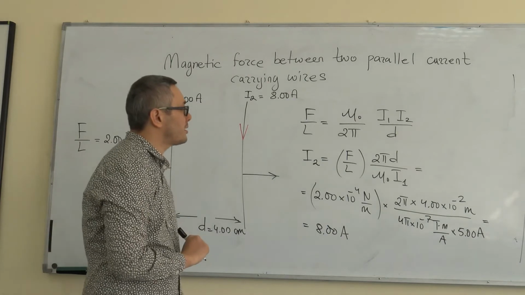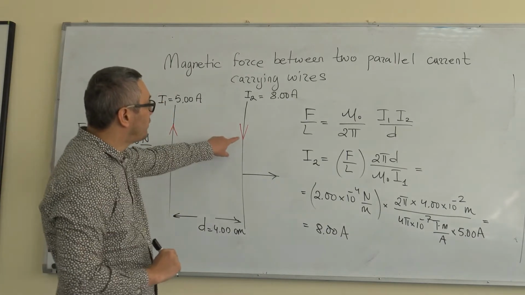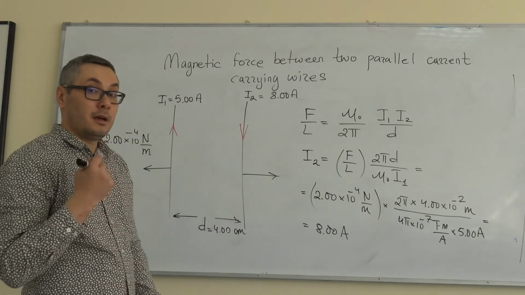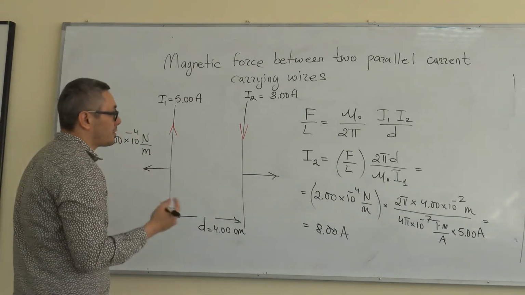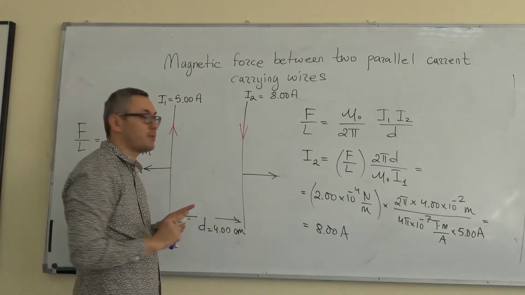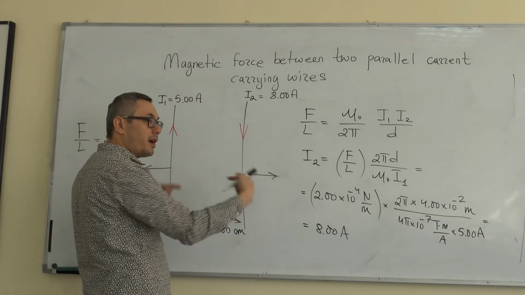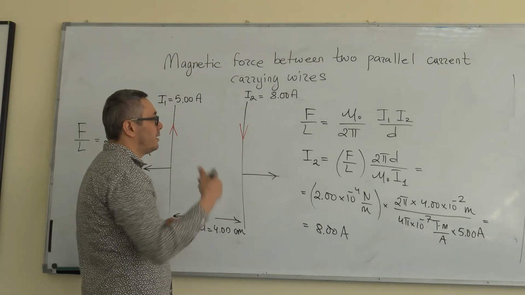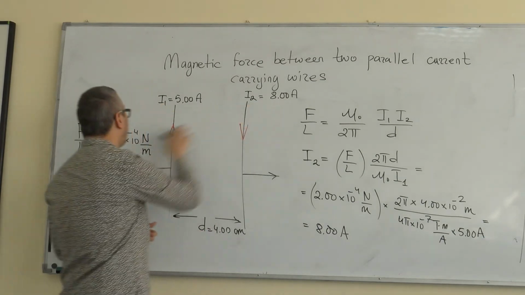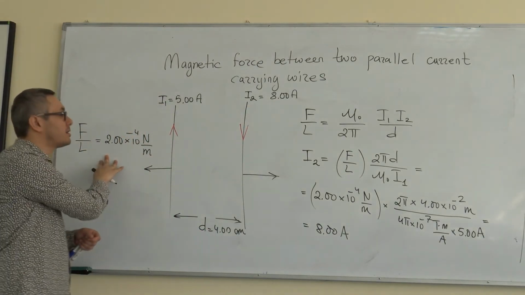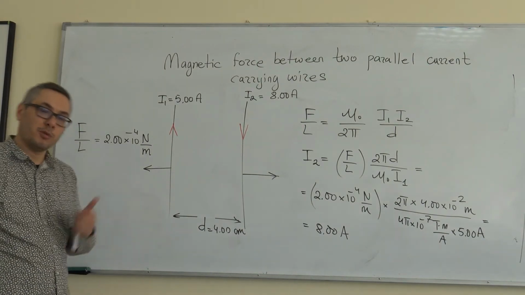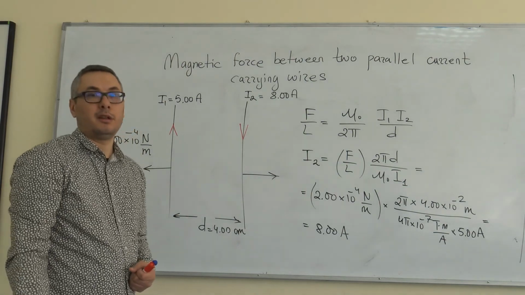Now the next question is, what happens if you reverse the direction of the current and you double the magnitude of the second current? Well, first of all, if we reverse the direction, then the two currents will be pointing in the same direction, which means that the two wires will attract each other. That's one thing. The second thing, if you double the magnitude, it means that the force per unit length between the two wires will double. So instead of 2 times 10 to minus 4, you will have 4 times 10 to minus 4 Newton per meter.